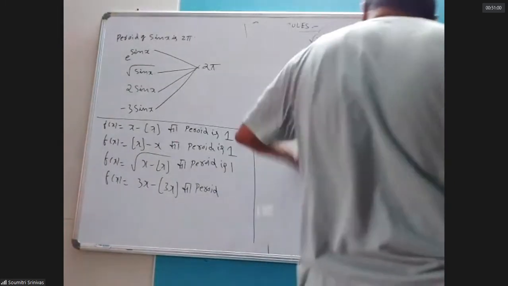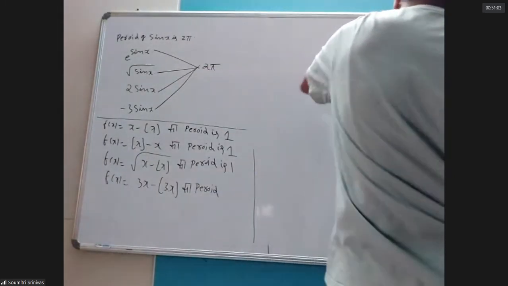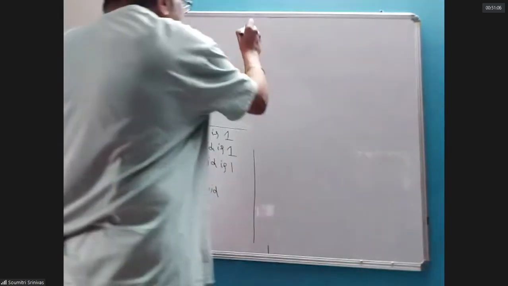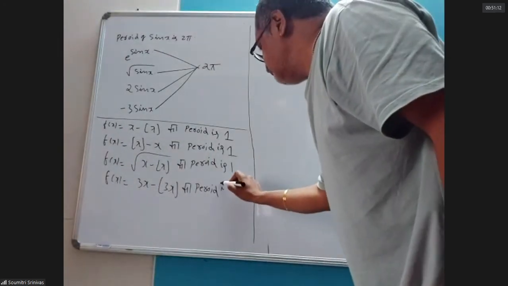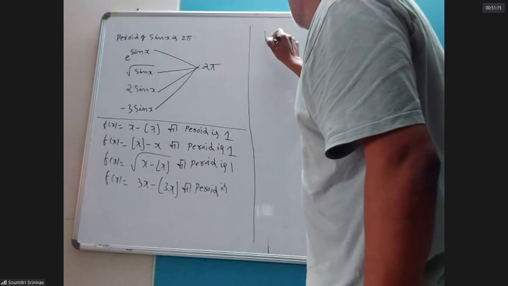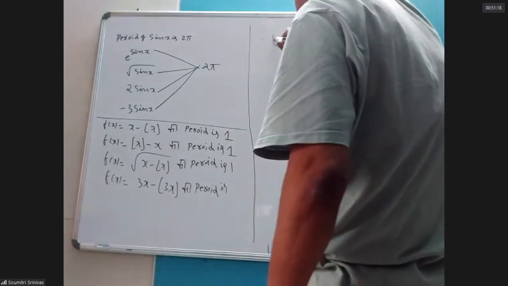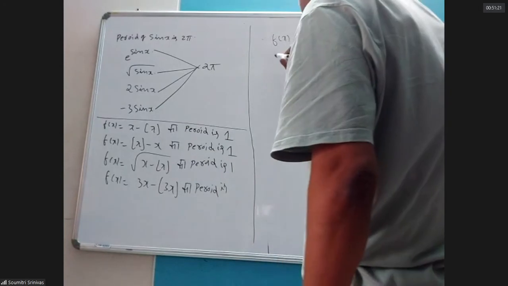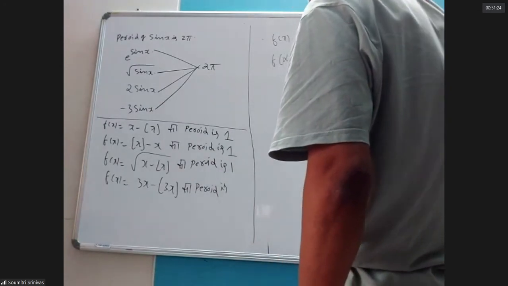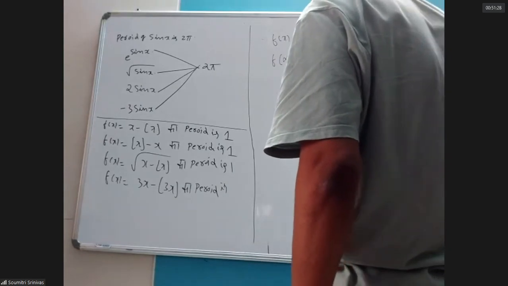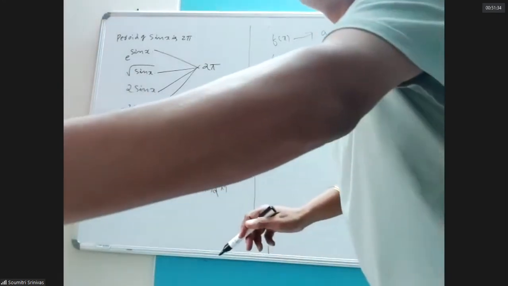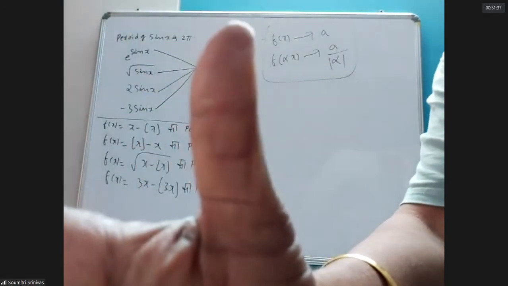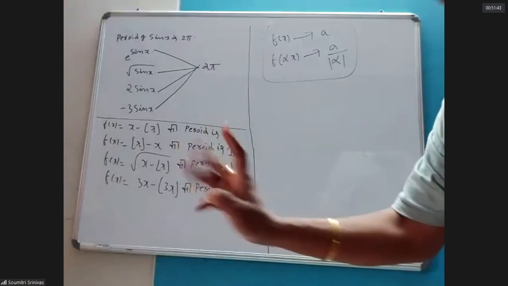Quickly, time is up. 3. F of x, the period is alpha by mod a. So what's the coefficient of x here? 3. So what's the period? 1/3.